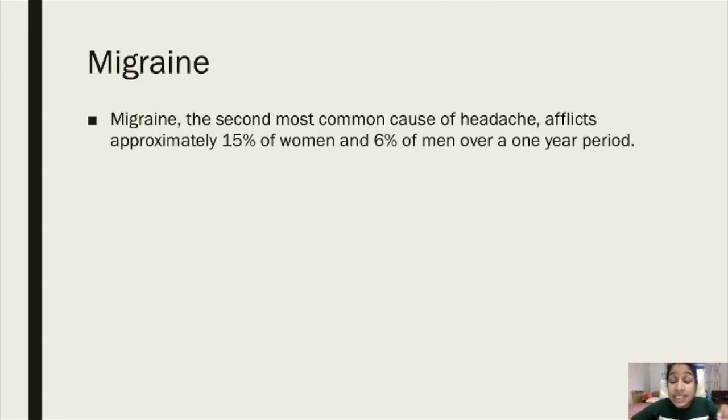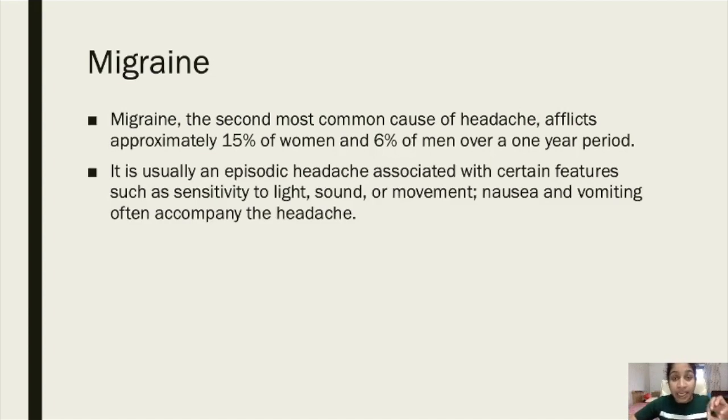Migraine, the second most common cause of headache, afflicts approximately 15% of women and 6% of men over a 1 year period. So it is the second most common cause of headache, and it affects more women than men. In a year, this many people will be newly affected, 15% women and 6% men. It is usually an episodic headache associated with certain features such as sensitivity to light, sound or movement, with nausea and vomiting often accompanying the headache.